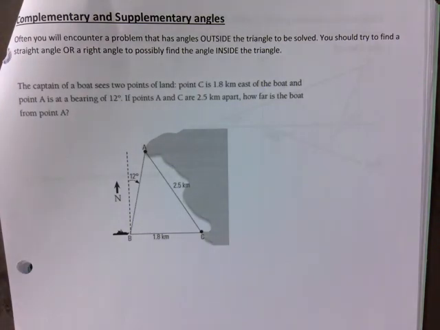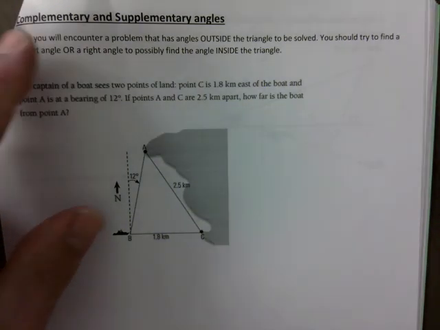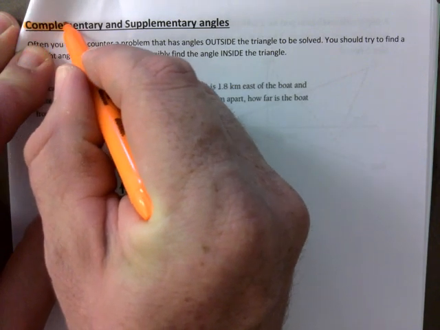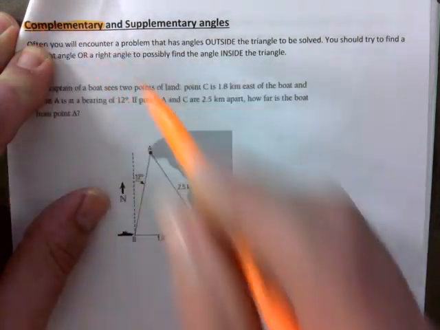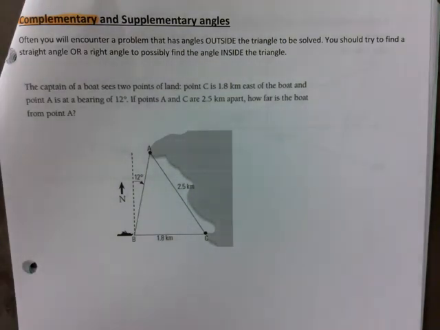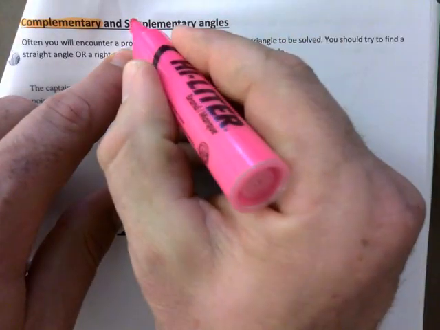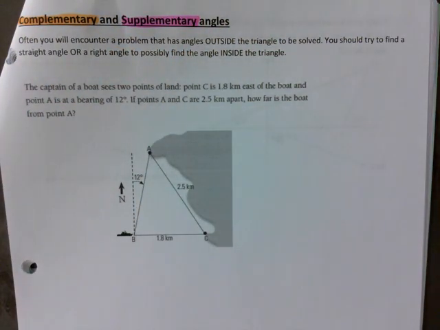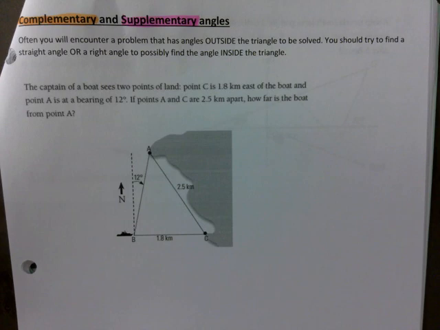So what I'm going to do today is highlight every time I see a complementary angle. I'm going to highlight that orange. You choose whatever you want to choose for that. And every time I see a supplementary angle, I'm going to highlight that in pink, just to make it stick out.